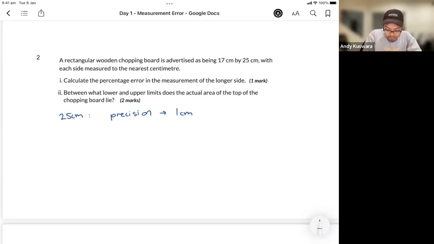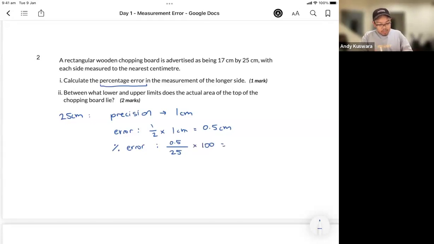So the error is going to be a half times 1 centimeter, which equals 0.5 centimeters. And then to find percentage error, because that's what it's looking for, you take the error, 0.5, over the total measurement, which in this case is 25, times by 100. I'm sure you smart guys know what this is without the calculator. It would be a 2% error in this case. Now, that's part one, by the way.